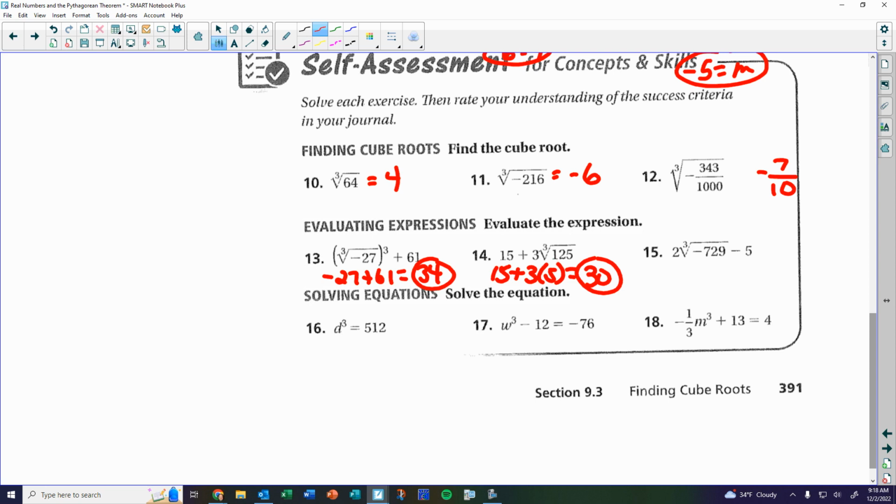What is the cubic root of negative 729? It's a big one. What is it? Negative 9. And then negative 9 times 2 is negative 18. And what happens when I subtract 5 from negative 18? Negative 23. How many people got those 3 all right?